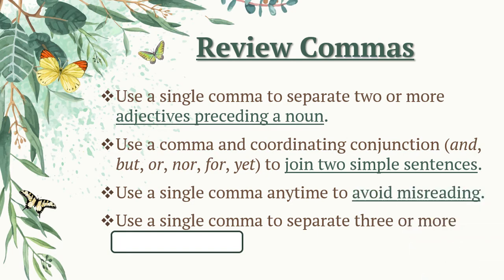Number 2, use a comma and coordinating conjunction to join 2 simple sentences. So if you have 2 simple sentences, you want to combine them into 1 compound sentence, you need a comma and coordinating conjunction. Number 3, use a single comma anytime to avoid misreading. For example, after eating my grandpa, he likes to take a nap. If you have no comma after that, no pause, it sounds like you're eating your grandpa. So that would be a little awkward, right? After eating, comma, my grandpa likes to take a nap.